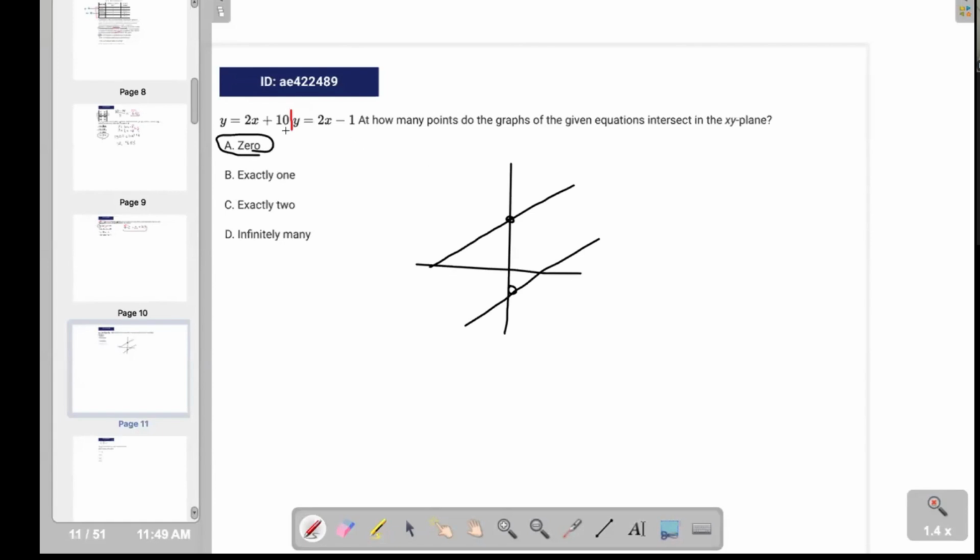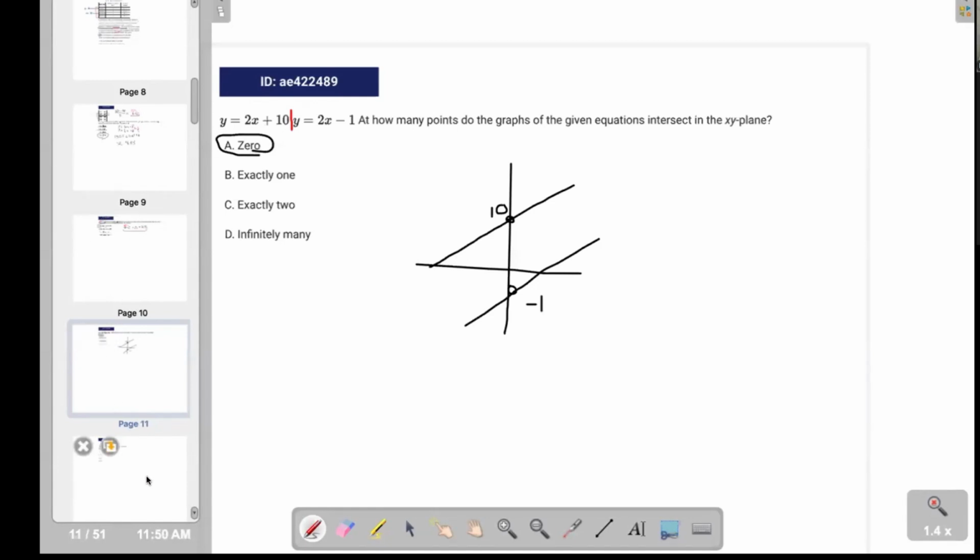Okay. So we're given two equations, y equals 2x plus 10, and another one, y equals 2x minus 1. What this means is that they have the same slope of 2x, but because they have different y-intercepts, this isn't the same line. So when we graph it like we did right here, one has an intercept up here at 10, and the other has an intercept right here. Because they have the same slope, they're parallel to each other and they'll never touch, meaning there are no points where they touch.